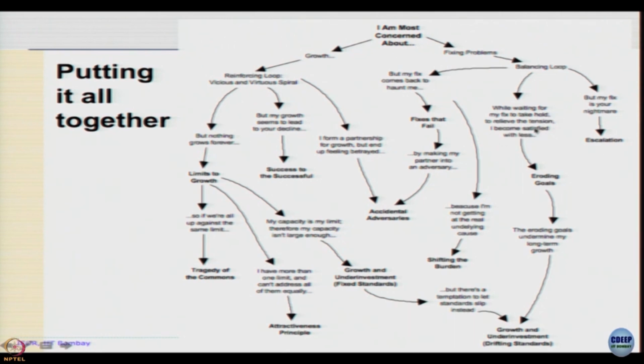Suppose we say we are going to wait until my fix works, and until then I need to do something, then it can lead to eroding goals kind of models. And if the eroding goals undermine long term growth, yes, then we are looking at growth and underinvestment kind of scenarios. So, this is just an interesting flowchart that tries to connect all these archetypes and the scenarios where they might be useful. It takes some effort to understand. And okay.